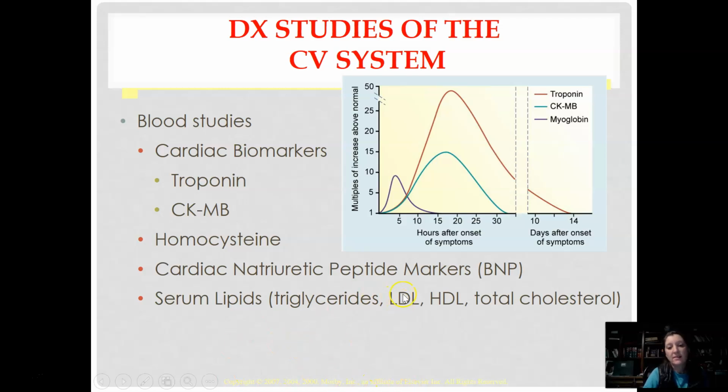Remember that LDL is lethal. It's low density lipoprotein. And remember that HDL is healthy. It's high density lipoprotein, but it's healthy. We want this one to increase. We want more HDL, and we want less LDL. So you can think less LDL or lethal LDL, and you can think high or healthy HDL.